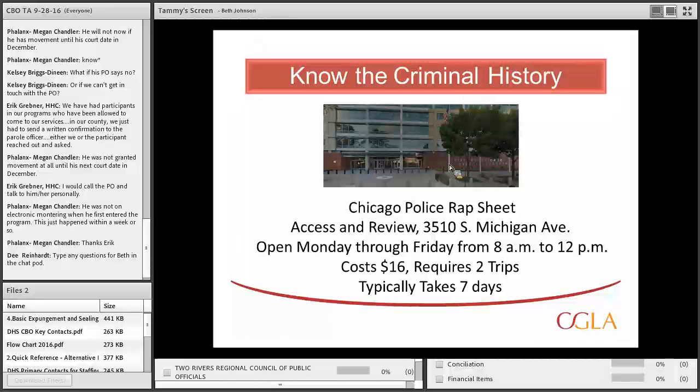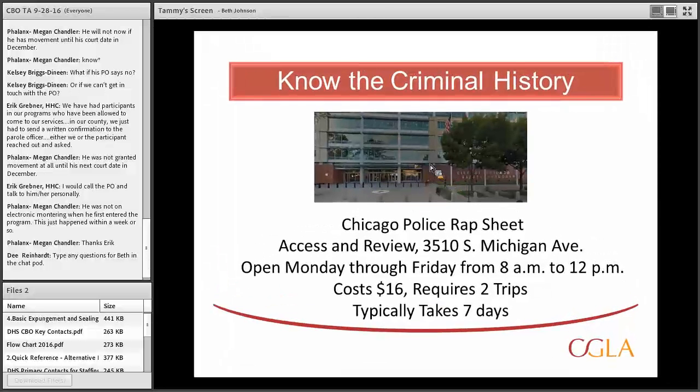An individual themselves has to obtain a rap sheet, whether it's from Chicago or from the state police, which I'll talk about in a moment. It can't be accessed even by somebody's lawyer. It has to be accessed by them themselves, requiring fingerprints. This is a cost that cannot be waived, so oftentimes this can be a barrier for people, in addition to the fact that, as you can see at the bottom, it requires two trips. You go one morning to get fingerprinted, and they make you come back a week later to pick them up.